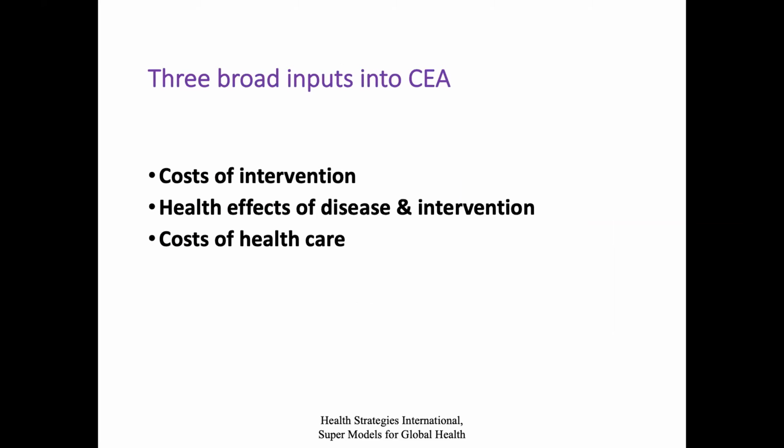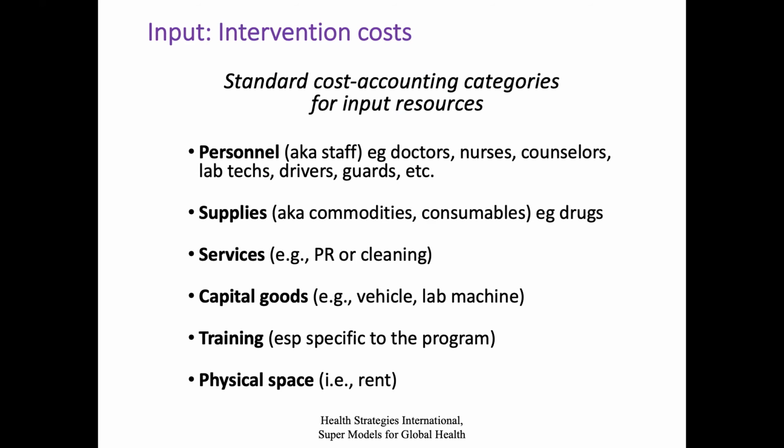The cost of the intervention is usually divided into categories like this, using standard accounting methods. Personnel is often the most important category of inputs. Includes doctors, nurses, counselors, lab techs, drivers, guards, and so on. Supplies are often very important. You're going to be talking about HIV interventions today. Obviously, the antiretroviral drugs, the ARVs, are a critical element in the cost of treatment of HIV. You can have services, capital goods like a lab machine, training, and physical space requirements as well.